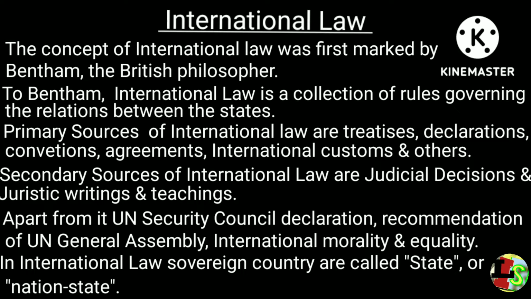The primary sources of international law are treaties, conventions, agreements, declarations, and international customs. Apart from the primary sources, the secondary sources are judicial decisions and juristic writings and teachings. Besides it, there are various other factors that are responsible for the development of international law, such as UN Security Council declarations, recommendations of the UN General Assembly, and international morality and equality. Article 38 of the International Court of Justice Statute recognizes customs, treaties, and general principles as the primary sources of international law. In international law, the sovereign countries are called states or nation states, and the members of the international community are known as the member states.